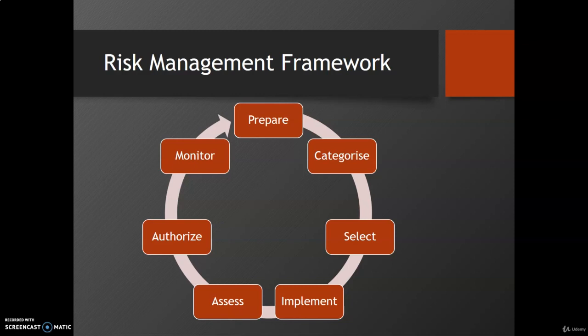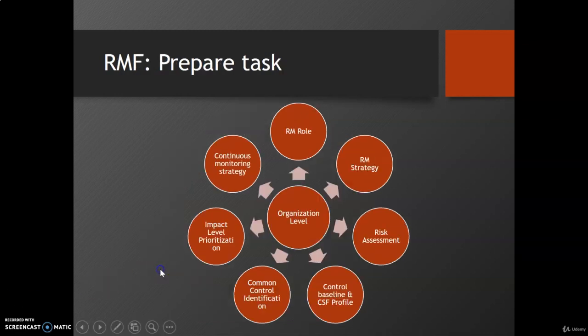So we have discussed a brief understanding of all the phases. In coming classes we'll be discussing each and every step in detail. Today I'm going to discuss in detail the first step, that is prepare. When we talk about prepare, there are 2 categories of how we prepare, that is at the organization level and at the system level. First let's discuss the organization level, where there are 7 tasks which we need to perform to prepare the risk management framework at the organization level.